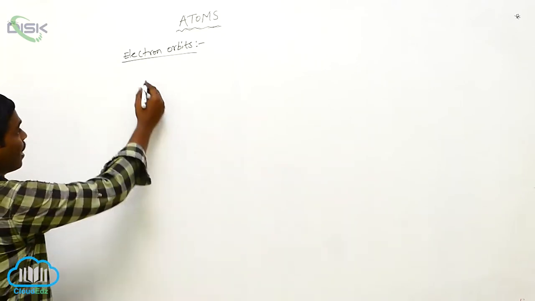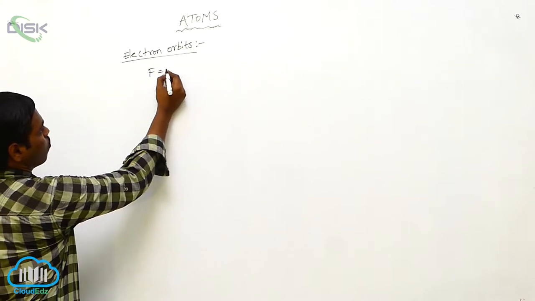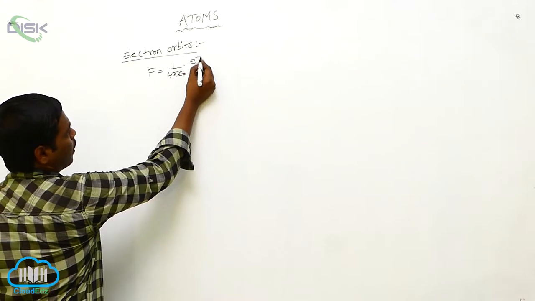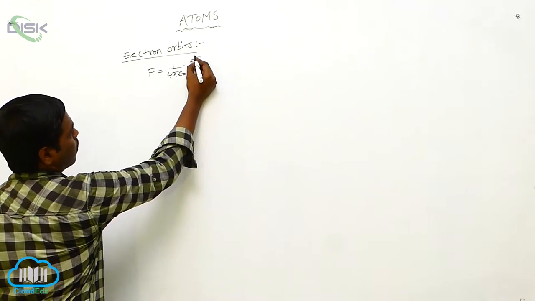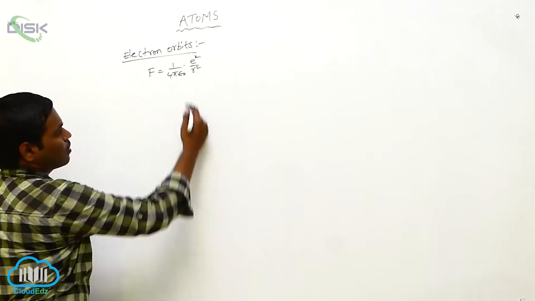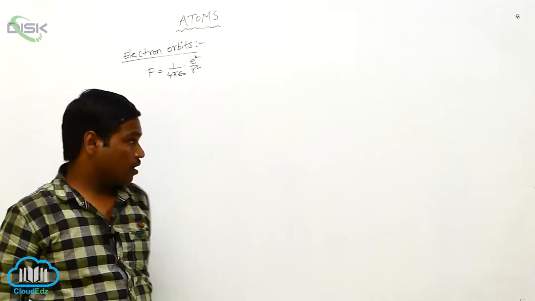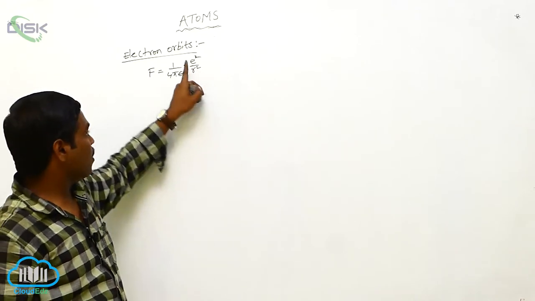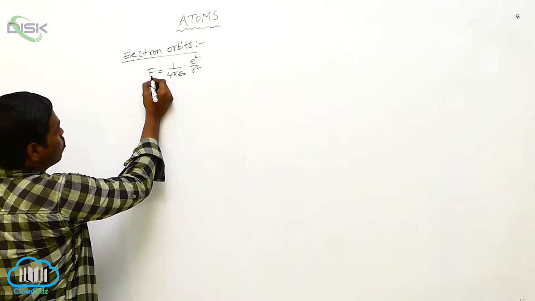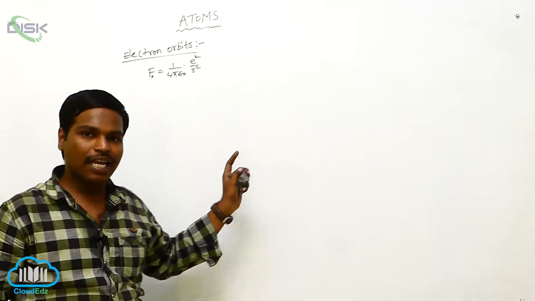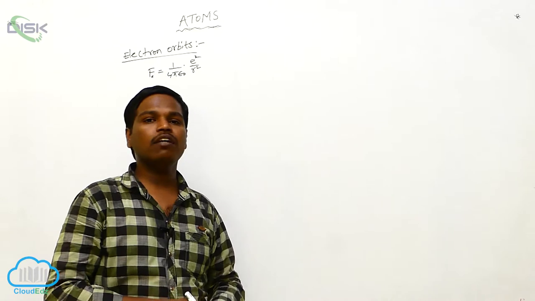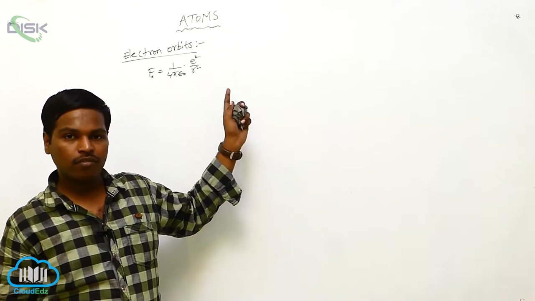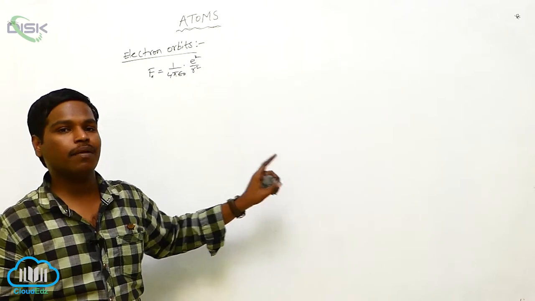That electrostatic force F is equal to 1 by 4 pi epsilon naught into e square by r square. Here r is the distance from the nucleus to the electron, and this is the electrostatic force. This electrostatic force is equal to the centripetal force. That means this electrostatic force is balanced by the centripetal force.